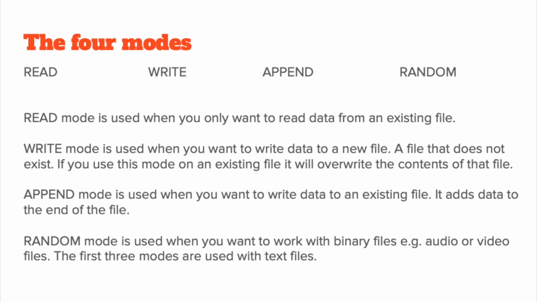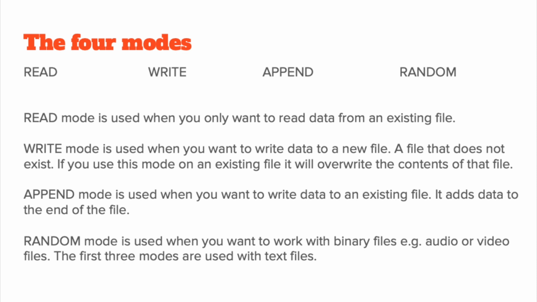There are 4 modes that we can access files in, and those are read, write, append, and random. Read mode is used when you want to read data from an existing file. The file already exists, so you're going to open it up and read data from it. Write mode is used when you want to write data to a new file. The file doesn't exist before and you want to create this file.